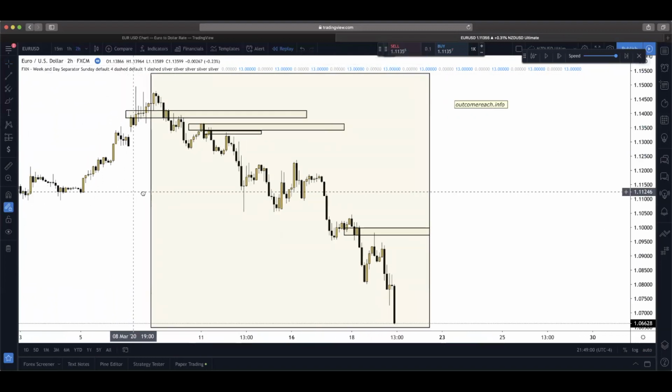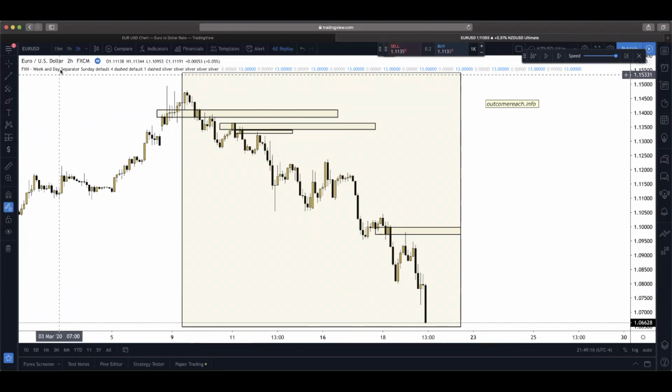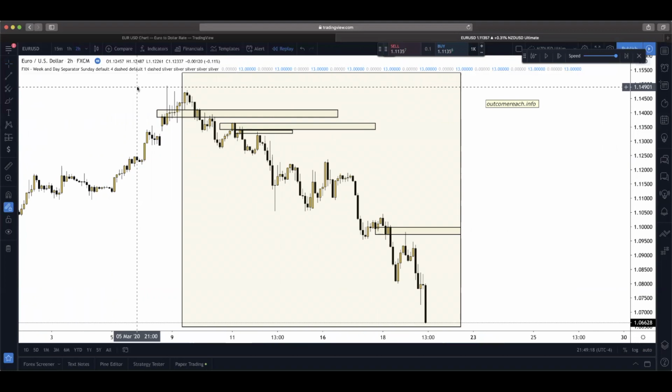All right. Hope you guys found this helpful. If you have trouble finding this week and day separated, just look at the name here again, FXN space dash space week and day separator. If you just write that part right there, you should be fine in finding this tool and being able to backtest, forward test, and just see the overall market behavior on certain days of the week.